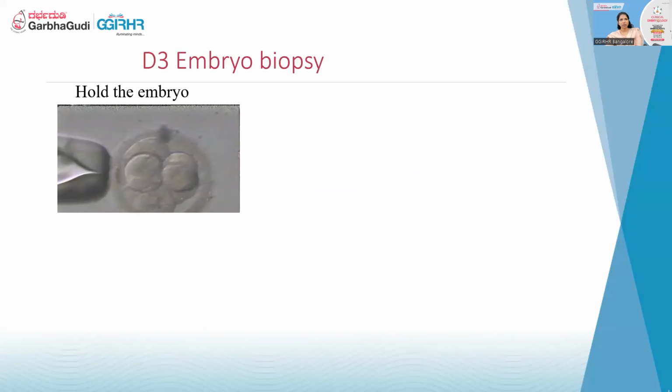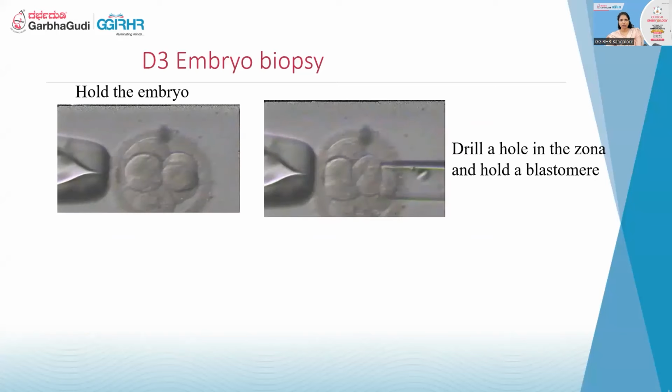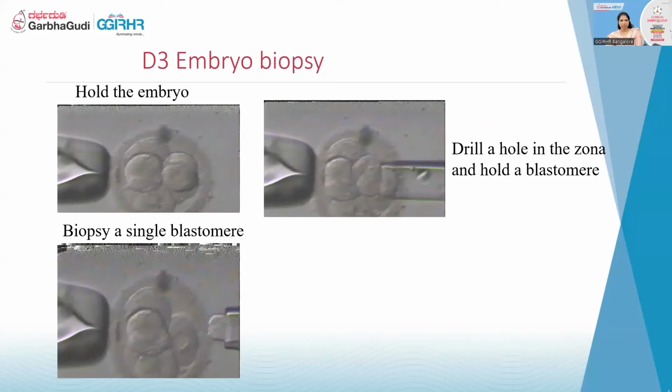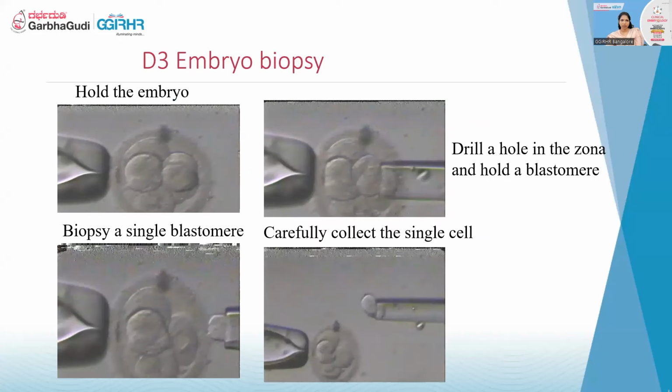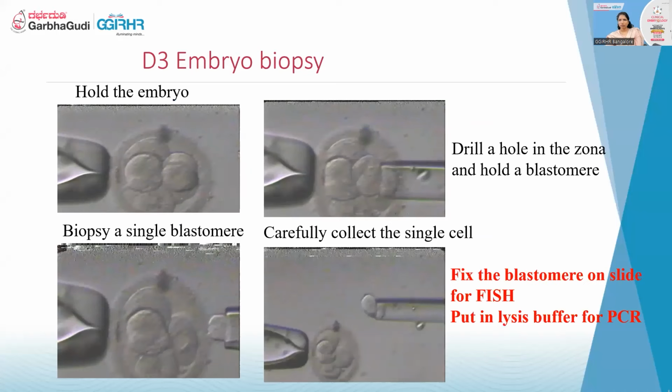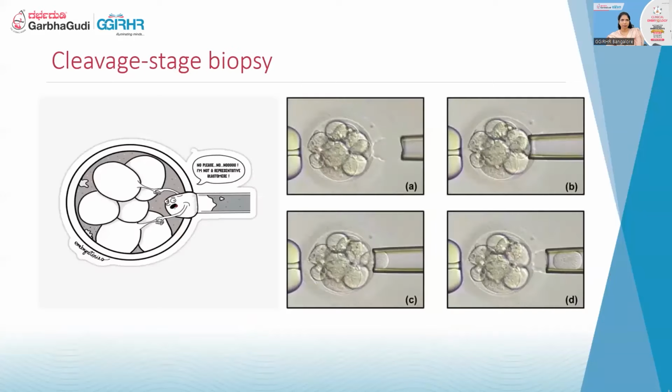So again, day 3 embryo biopsy, how do we do it? First, we have to hold the embryo, then drill the zona and hold the blastomere. Again, pull the blastomere outside with the aspirating needle, and then we can take it out. We can fix it for FISH, or we can lyse it, put it in a lysis buffer and send it for PCR. So again, a similar diagrammatic representation of the biopsy.